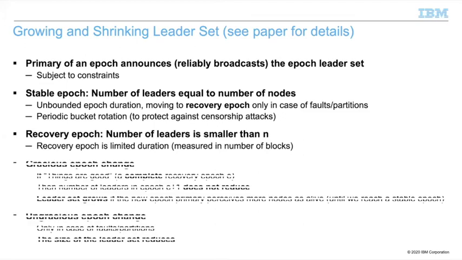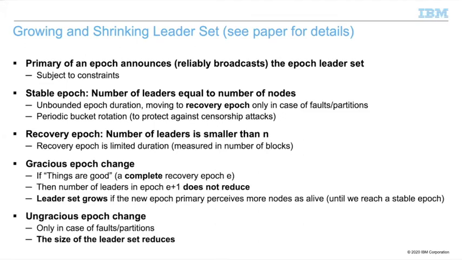And you can define different policies there, like how you grow and reduce the leader set, but we implemented a very simple policy. If things are good, for example, we are in a recovery epoch, the next leader cannot reduce the number of leaders, and it's allowed to grow the leader set if the primary perceives more nodes as alive, by talking recently to other nodes. If we experience faults or partitions, then the leader set must reduce. So this is the basic policy that we evaluated, and it works fairly well.